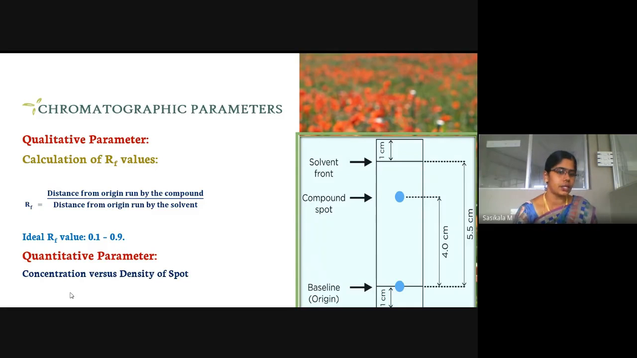For the quantitative parameter, we can do quantitative analysis of the spots by using a densitometer, which gives the optical density. We pass radiation, the same process as in HPTLC. We'll discuss in HPTLC how quantitation is done. By using the plate, the concentration of the sample can be found; the size of the zone also tells about the concentration. So we can go with quantitative analysis, taking concentration versus density of the spot.